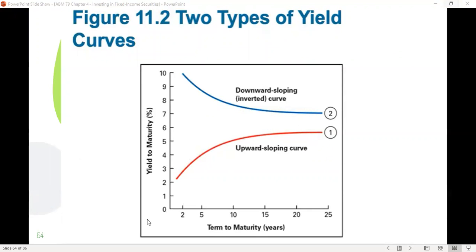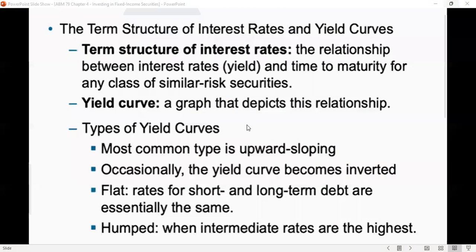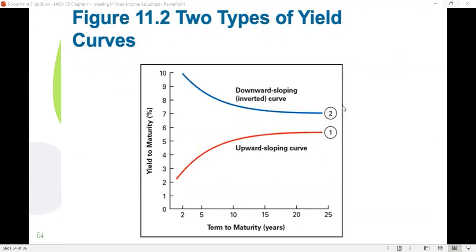So base siya sa yield to maturity and term to maturity in years, sa isa ka bond. So the interest rate mostly pataas na siya ng pataas. It depends on, again, the class and type. Probably upward sloping, so papataas ang rate throughout time, or from high to low.